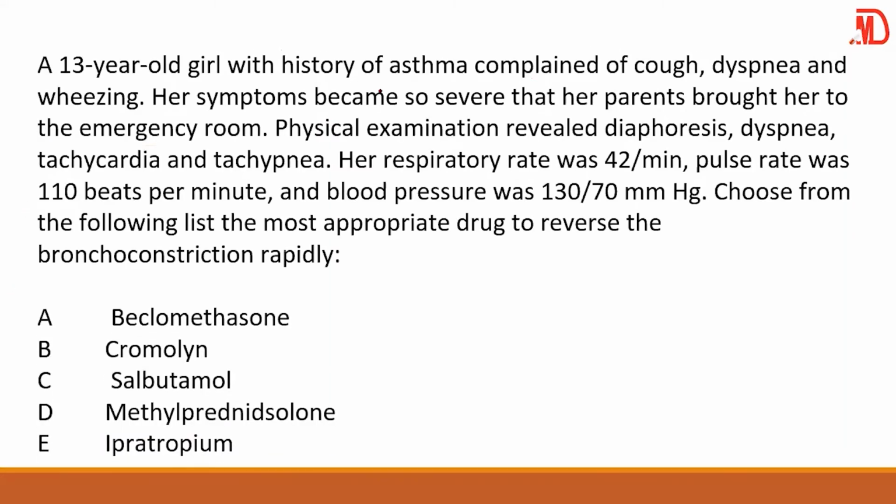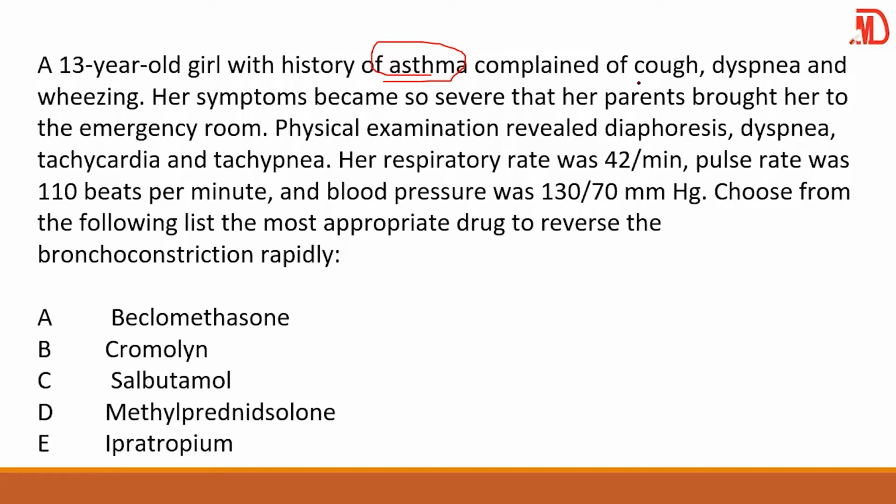Now, a 13-year-old girl with a history of asthma. So this is your clue. And you know, in asthma, they are having difficulty in breathing. Why? Because their bronchioles have constricted and then they've blocked the airway. And when that happens, they develop asthma.